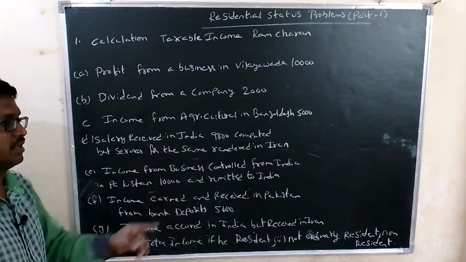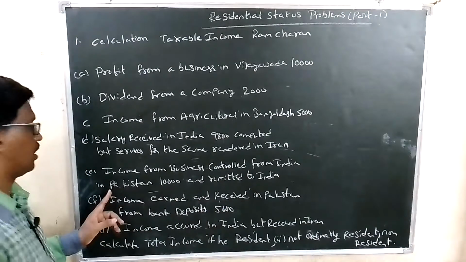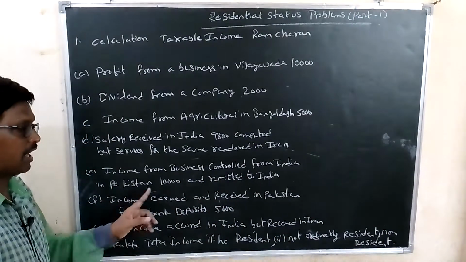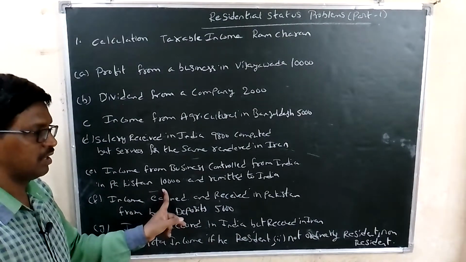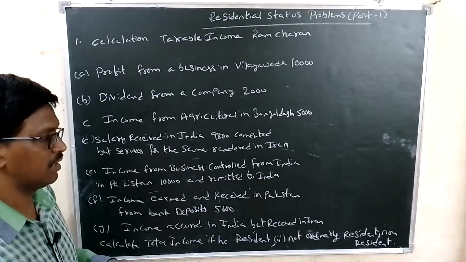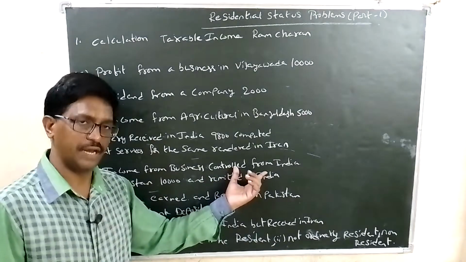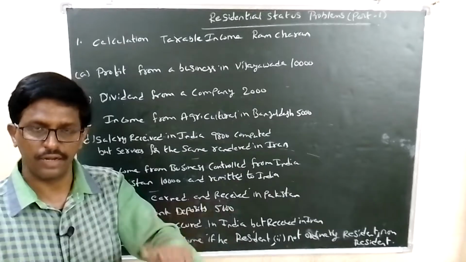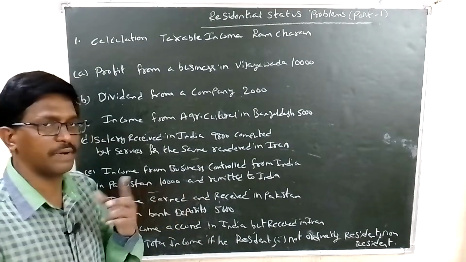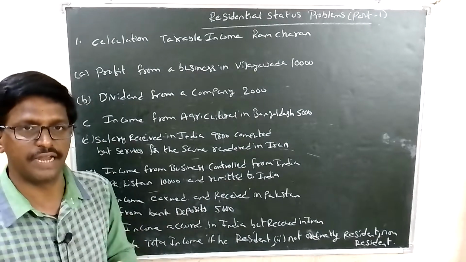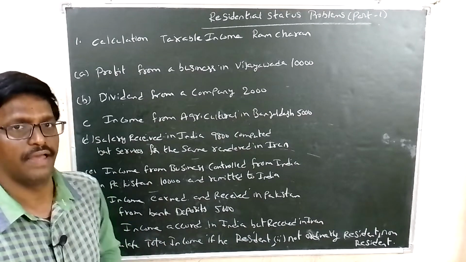Income from a business controlled from India, in Pakistan, 10,000 rupees, and remitted to India. So it is earned in Pakistan and received in Pakistan but controlled from India. It will be taxable under two categories: resident and not ordinarily resident.